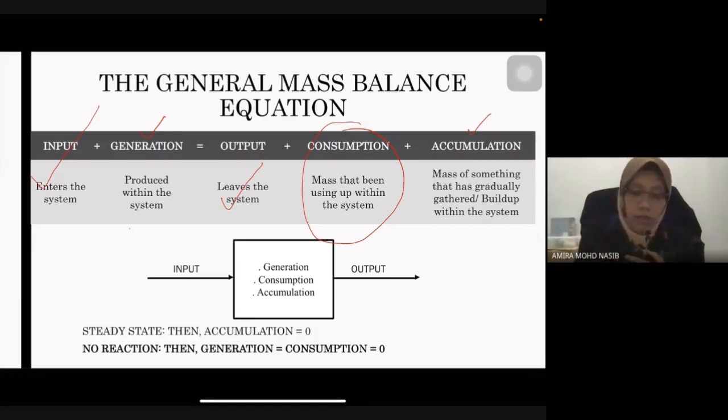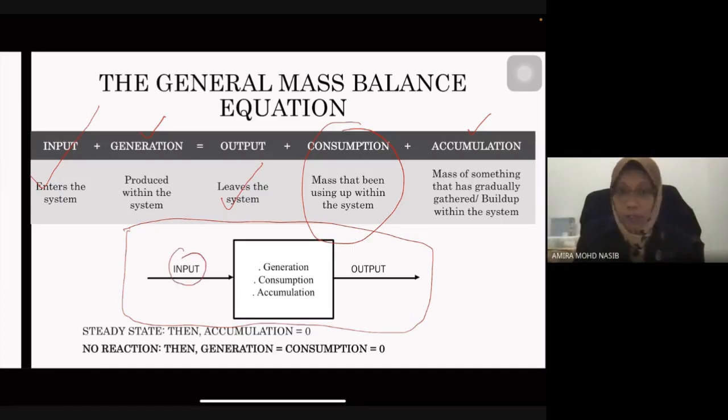So in a process flow chart, this is how it looks. Input equals output, the same thing, but inside your process, you have generated something, or you have consumed something, or there is accumulation of something. Okay, so these are the rules you actually need to remember.